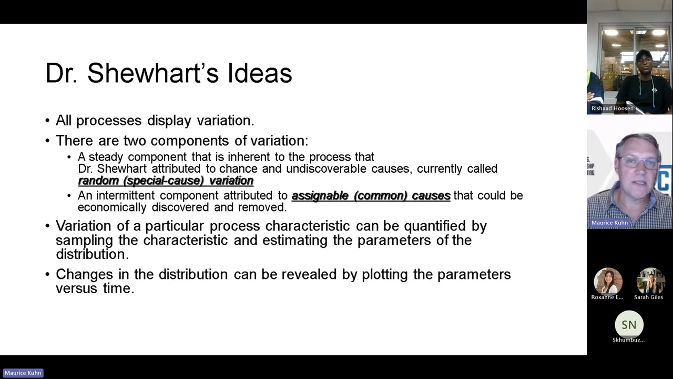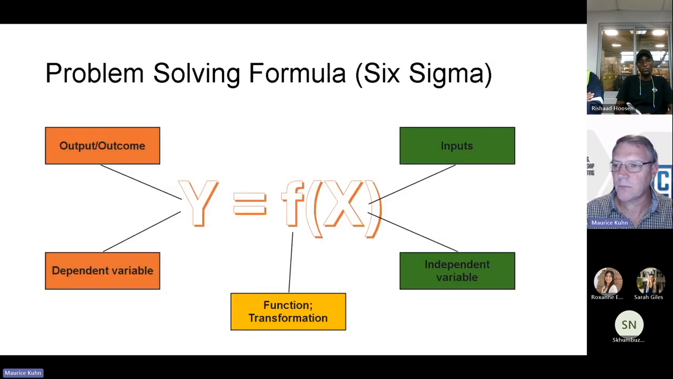And this formed the basis of the importance and the necessity for statistical process control, not just in life, but in our production processes. So there's a formula we like to refer to as the problem-solving formula in the Six Sigma world, and it's denoted as Y is a function of X.